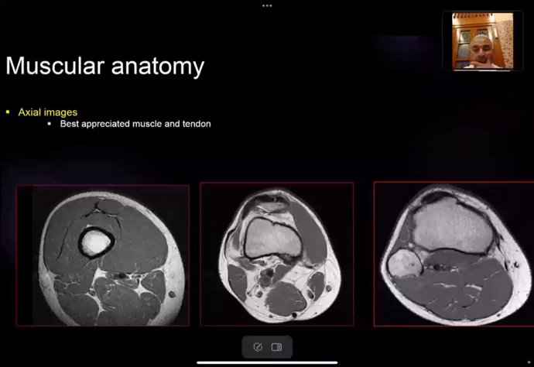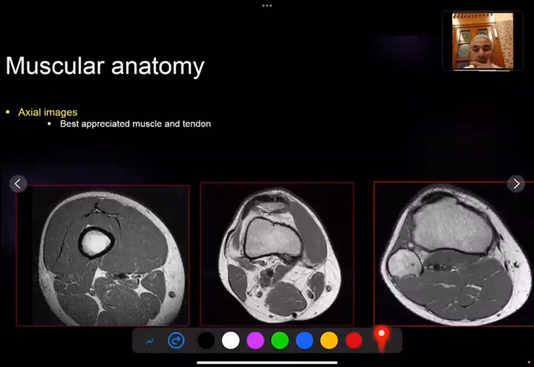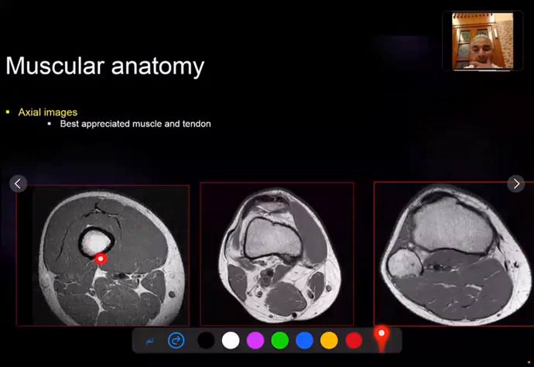This is an axial image for demonstration of the muscles. This is at the distal end of the femur above the patella. This is the rectus femoris muscle, vastus lateralis, vastus intermedius, and vastus medialis. This is the semimembranosus muscle, sartorius muscle.